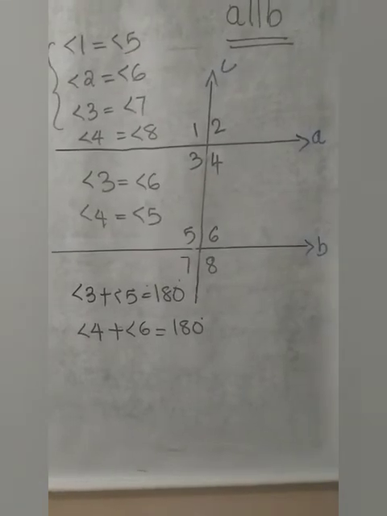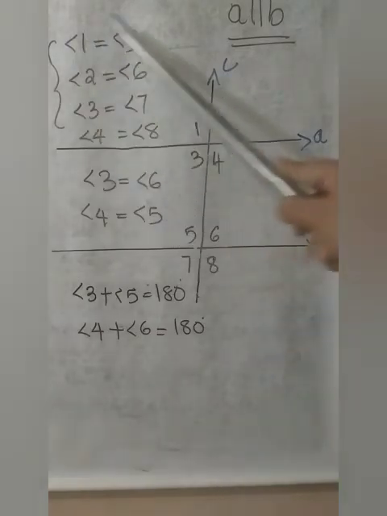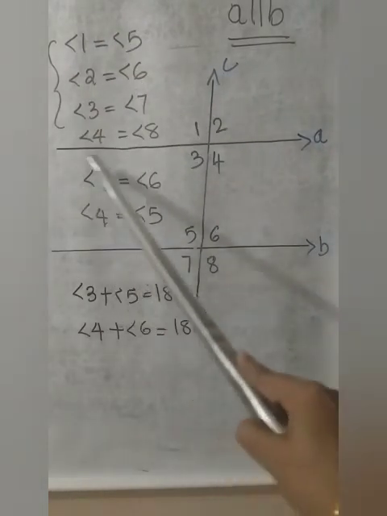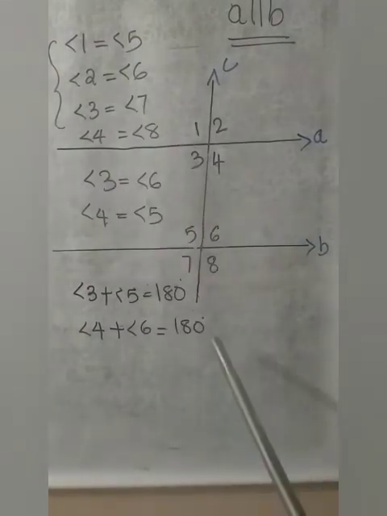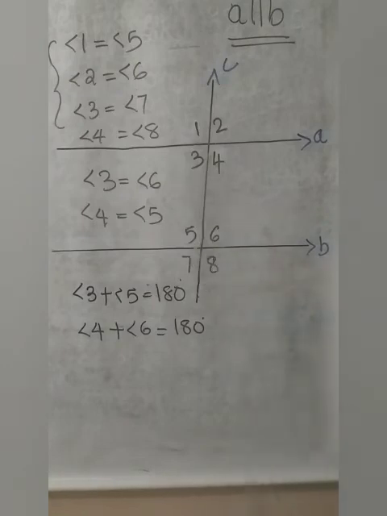So, what are the relations? When the two lines are parallel, here the two lines are A and B. When A and B are parallel and these two lines are intersected by a transversal, then we can say all the corresponding pairs are equal. Alternate interior angles are equal and the sum of interior angles on the same side of the transversal is 180 degrees. These are the three conditions for the lines to be parallel.